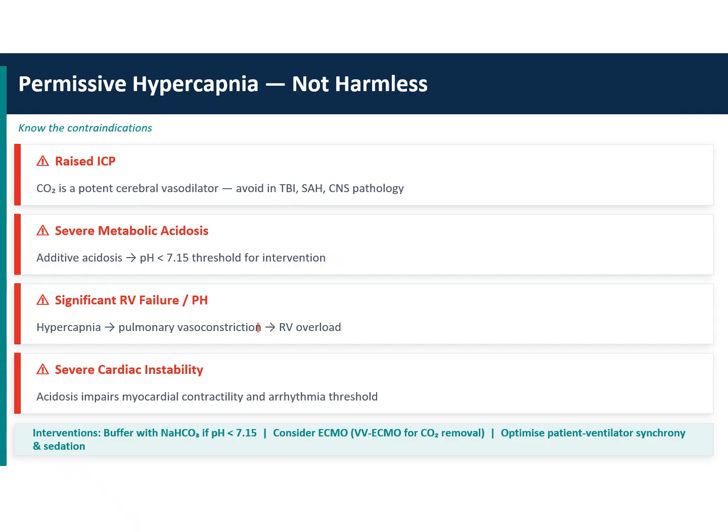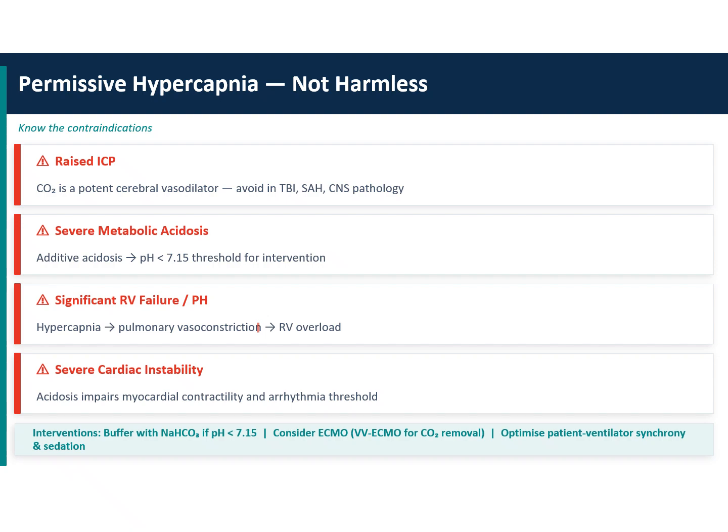And if the patient is deteriorating, probably that is the point. Either you have to think about what you are missing, what you are doing which is wrong, which is leading to CO2 retention, or probably it is the time where you have to consider options like VV ECMO because you are not able to handle this anymore. So it is not like permissive hypercapnia is harmless.